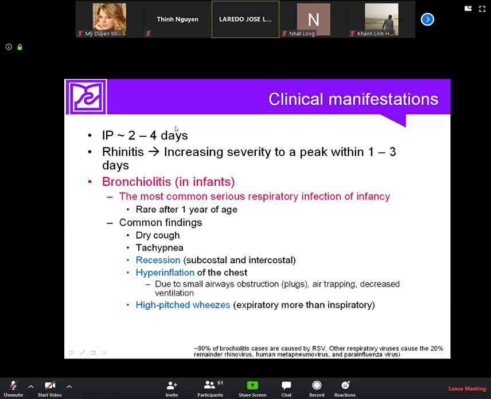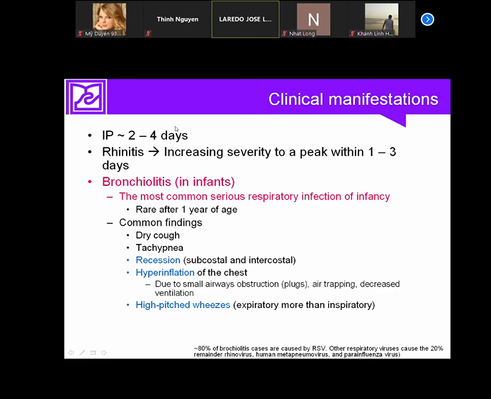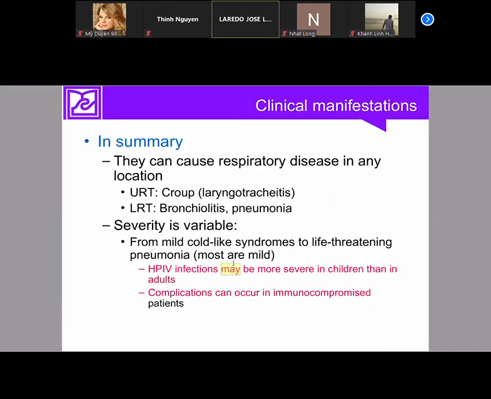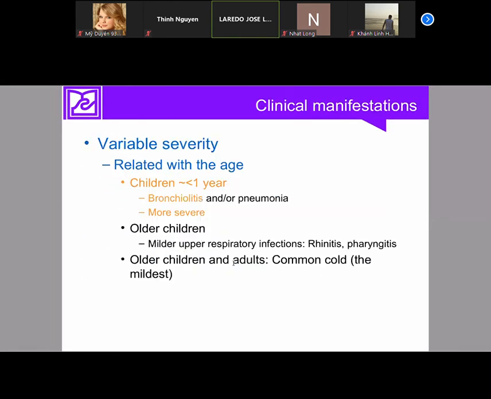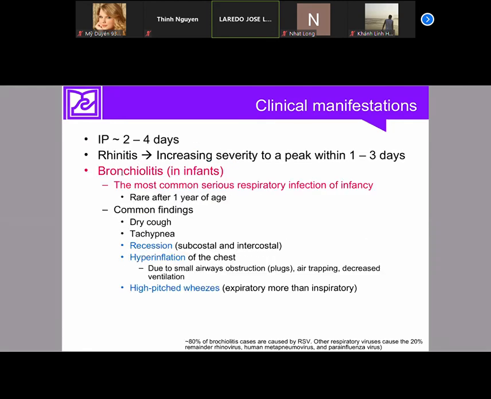So wait one moment. Try to go to the presentation. So we are here, bronchiolitis. Okay, that is bronchiolitis.